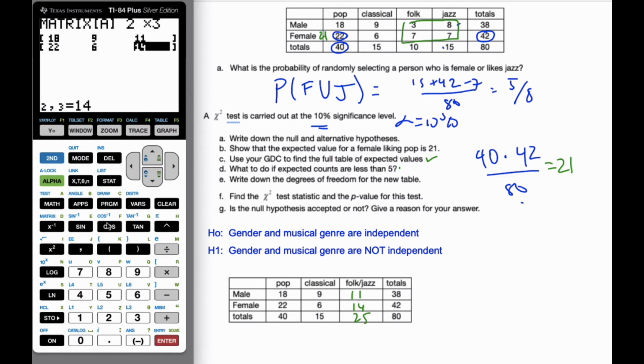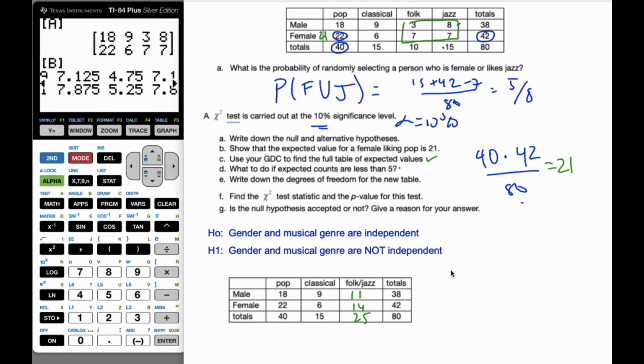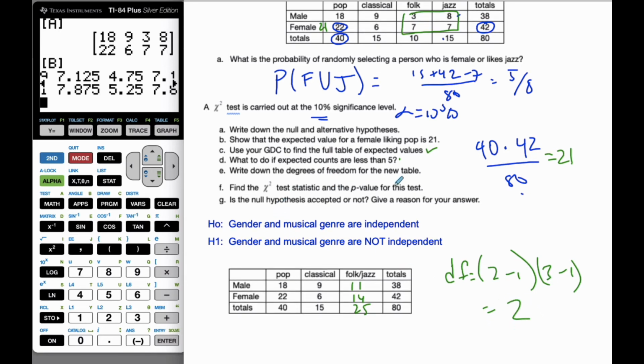So when we have this, our new degrees of freedom are the rows, 2 rows minus 1, so 2 minus 1, times the columns, there are 3 columns, so 3 minus 1. And so degrees of freedom will be 1 times 2, which is 2 again. Write down the degrees of freedom for the new table. Find the chi-squared statistic and the p-value.